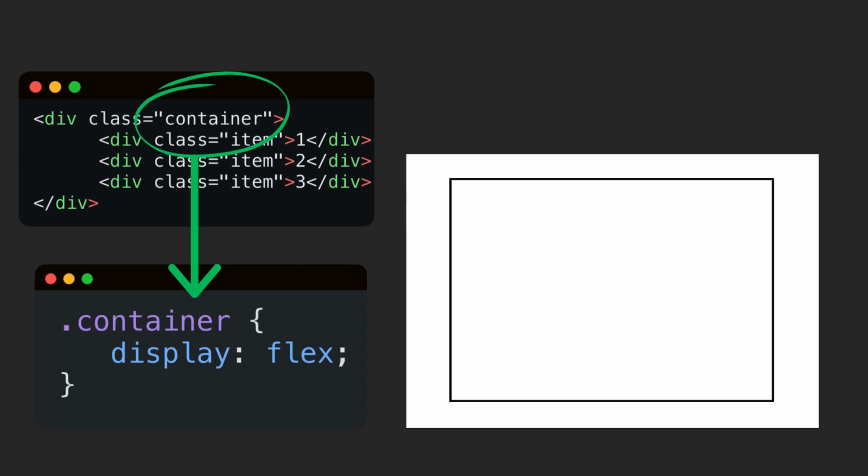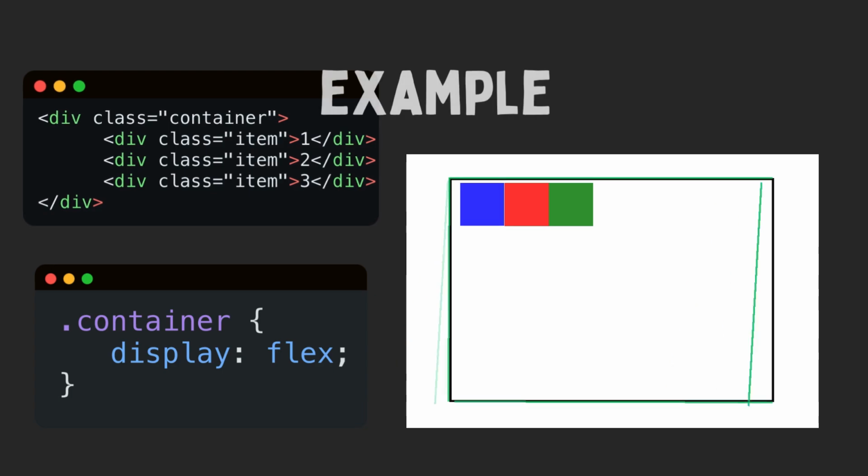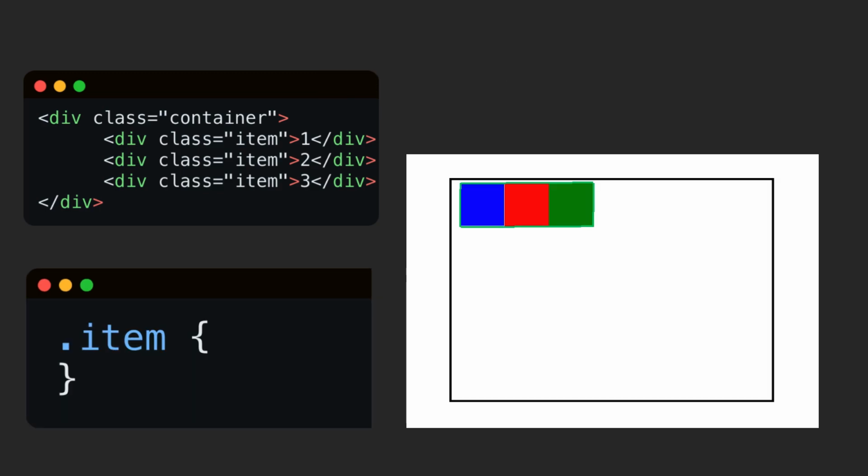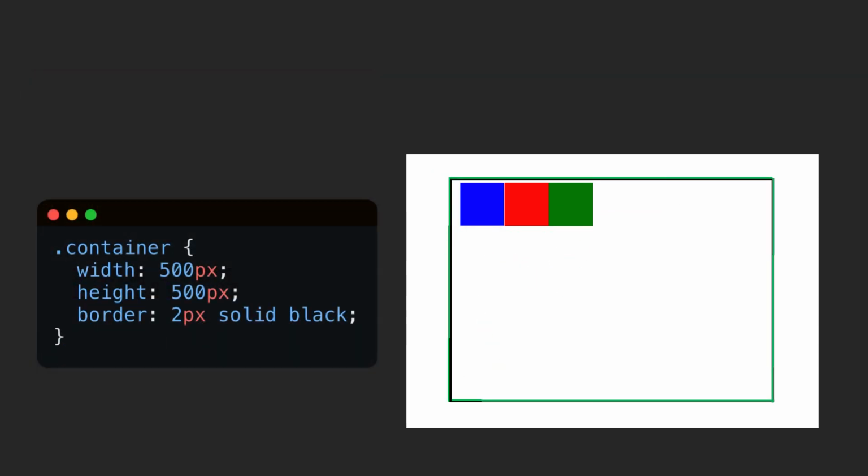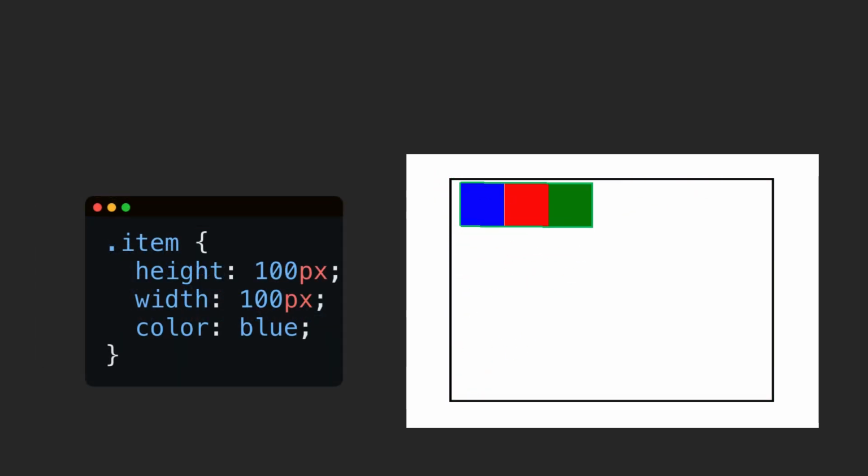To use Flexbox, you must first target the container and give the container a property of display and value of flex. In this example, a div with the class of container is the parent, wrapping three child divs with the class of item. The container has been given a width and height of 500 pixels and a border of 2 pixels solid black. Each item has been given the height and width of 100 pixels and a different color.